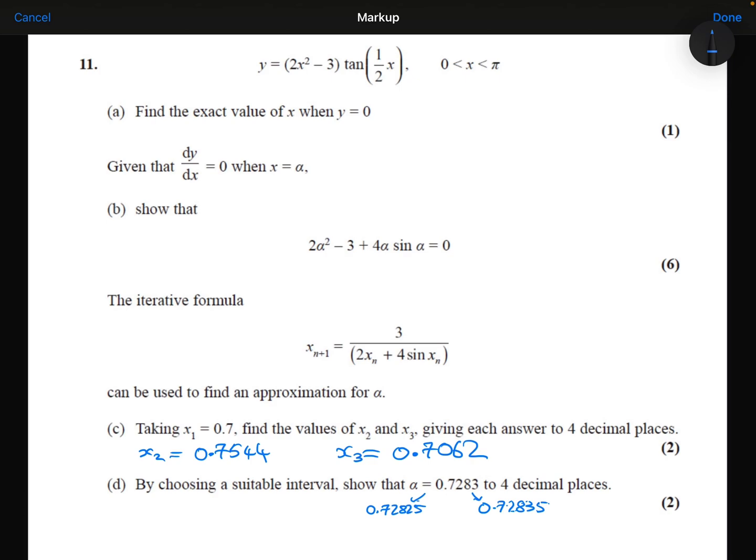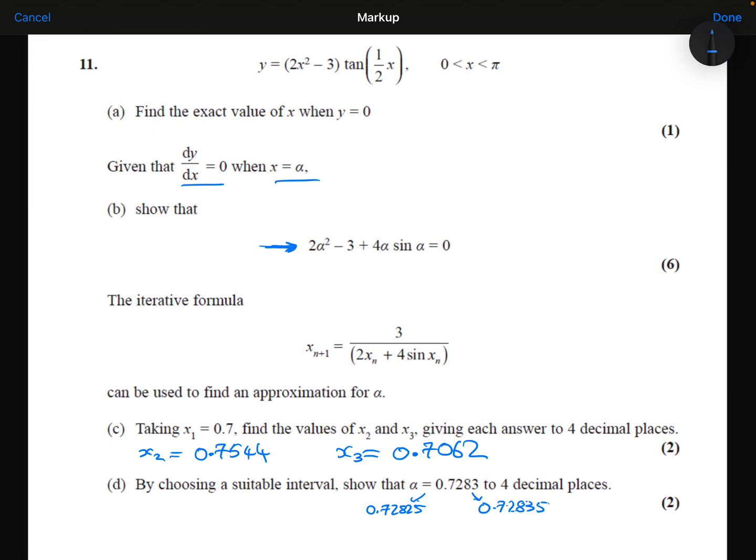Let's just remind ourselves what formula we are using. It's the formula for alpha, which is this one. This is the formula that has an alpha in it. This is the one that's about the stationary point where the gradient function is equal to 0.